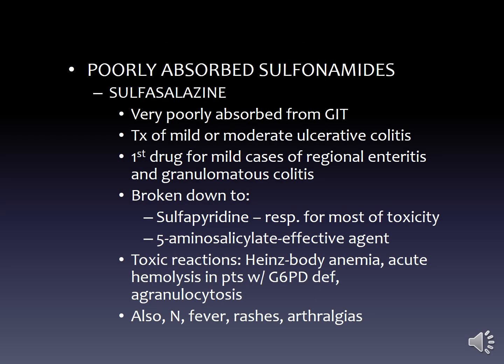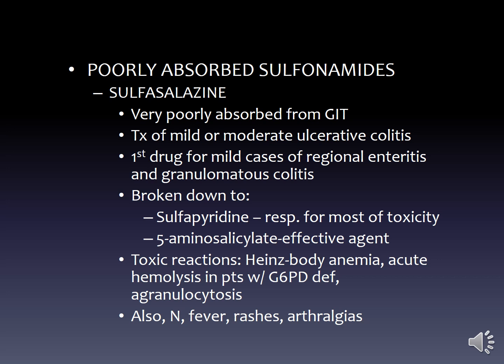So we go to the second group, which are the poorly absorbed sulfonamides. First, you have your sulfasalazine. It's used for the treatment of mild or moderate ulcerative colitis because it's very poorly absorbed from the GIT. That means it will stay in the GIT for a long period of time. And this is also the first drug used for mild cases of regional enteritis and granulomatous colitis.